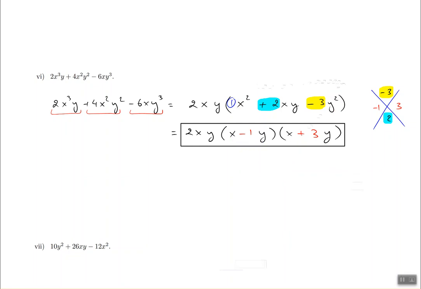Okay, so the final one is 10y squared plus 26xy minus 12x squared. And again, it doesn't have to be written in alphabetical order with the x first. As a matter of fact, if you put the x first in this case, you'll end up making the problem a little bit more difficult than it really is. However, I have 10, 26, and 12, which are all multiples of 2. So I'm going to take out the 2. That leaves me with 5y squared and 13xy, which is positive. And then finally, the negative 6x squared.